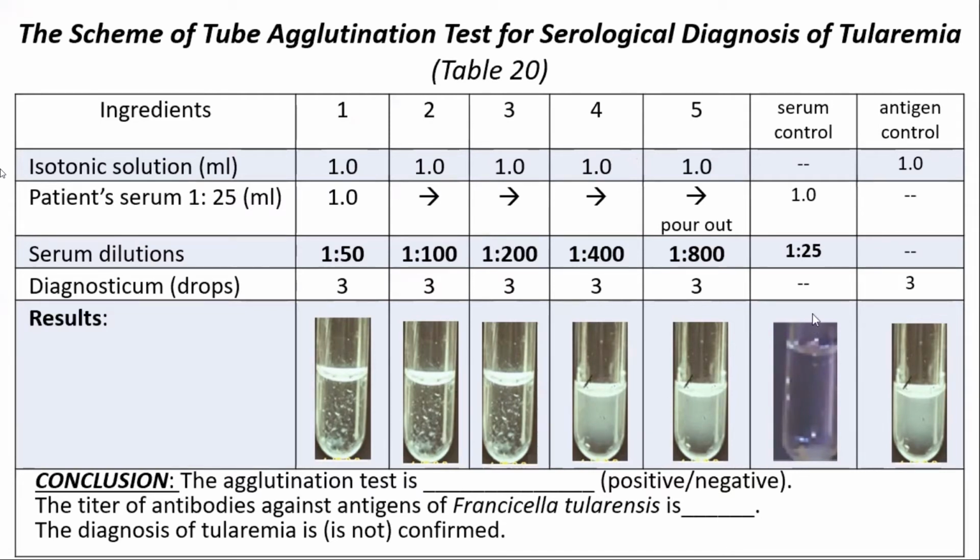Serum control contains patient serum tested in the primary dilution 1 to 25, mixed with isotonic solution. Patient serum is added without antigen, so it is dilution 1 to 25. And you can see transparency. It should be maybe a bit pale, a bit yellowish because it is a serum.